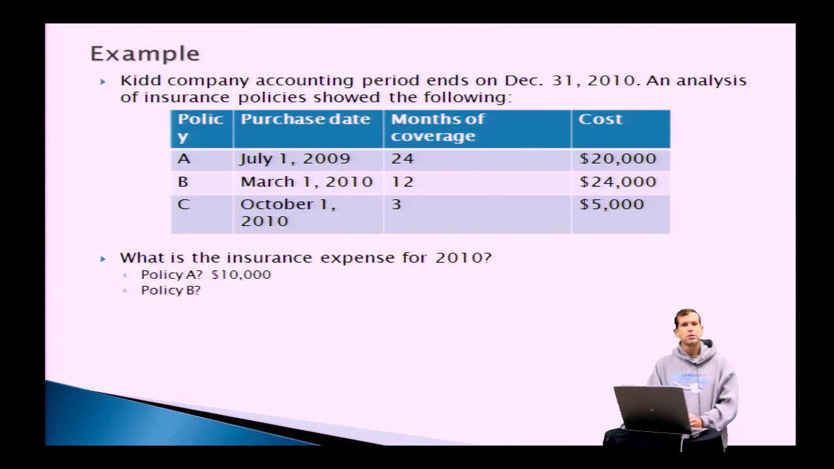Policy B, we purchased on March 1st, 2010, so we purchased it in this accounting period. It's a 12-month policy, and it cost us $24,000. All right, how many months of this policy were used up in the current accounting period? Well, it's 10, because we bought the policy on March 1st, 2010. It is now December 31st, 2010, so we used up 10 months worth.